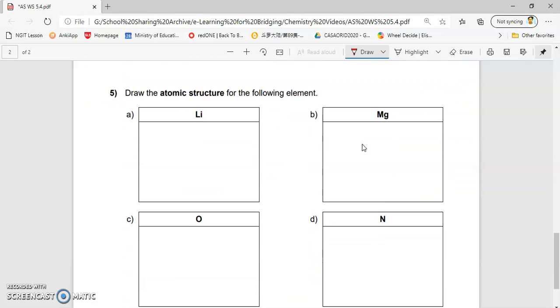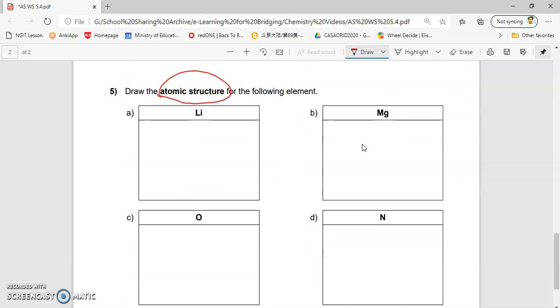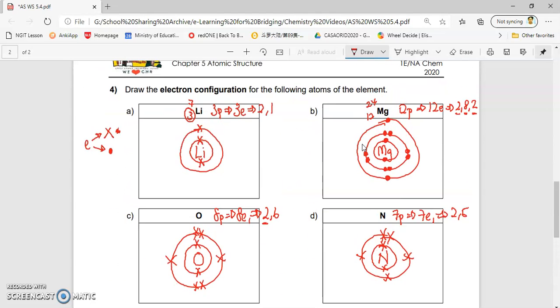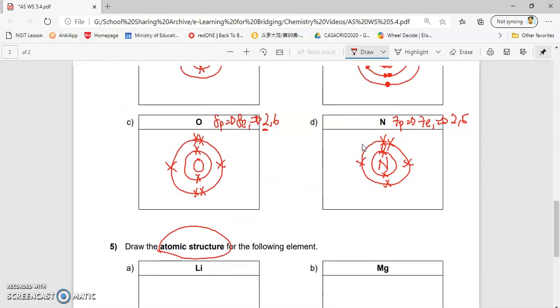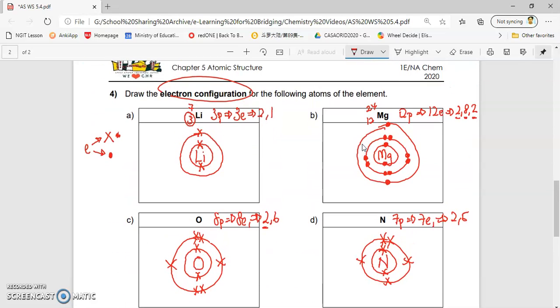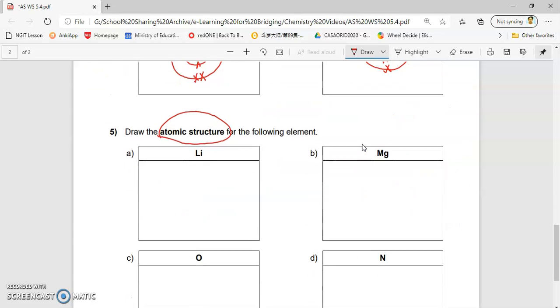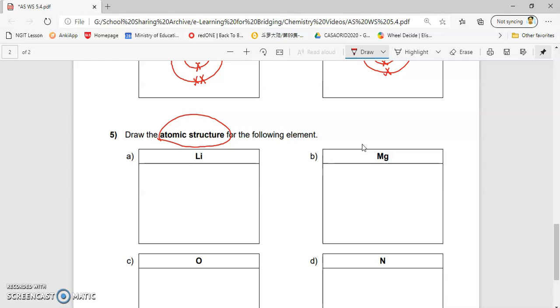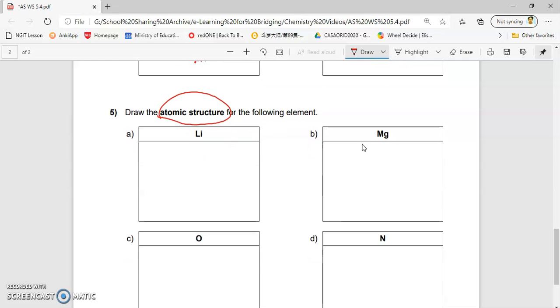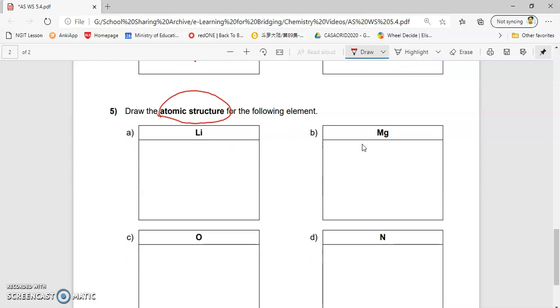Now, question 5. Look at the difference now. They ask you to draw the atomic structure. At the top here is the electronic configuration. So the difference between question 4 and 5 is that question 4 focuses on the electron arrangement. That's why we draw a chemical symbol in the middle, then just draw the shells of the electrons, because all our focus is on the electrons. But for the bottom here, we need to draw the atomic structure. So to draw the atomic structure, you need to focus also on the nucleus.